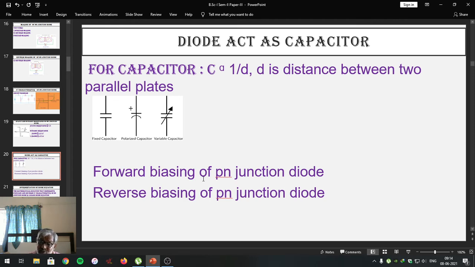But when the p-n junction diode is reverse biased, the width of the depletion layer increases, barrier potential increases, junction resistance increases, and the diode ideally doesn't conduct current, or its conduction capacity decreases. In the case of a capacitor also, if the distance between two parallel plates is increased, then the capacitance decreases. Thus, the working of the p-n junction diode is the same as the working of a capacitance C.